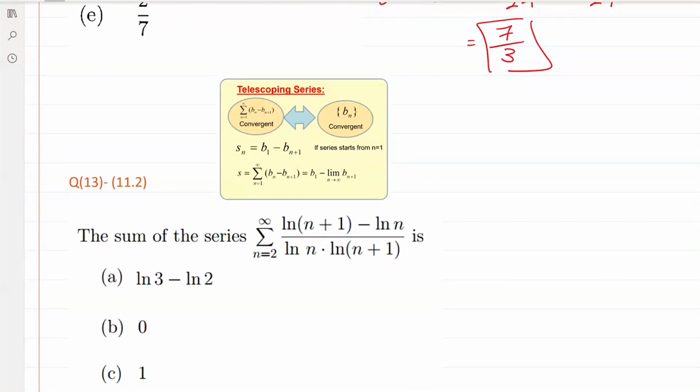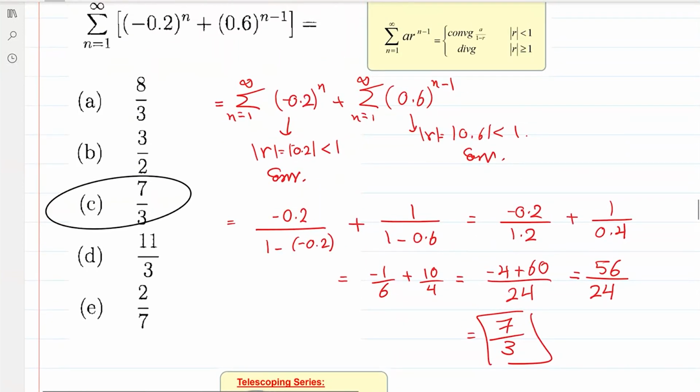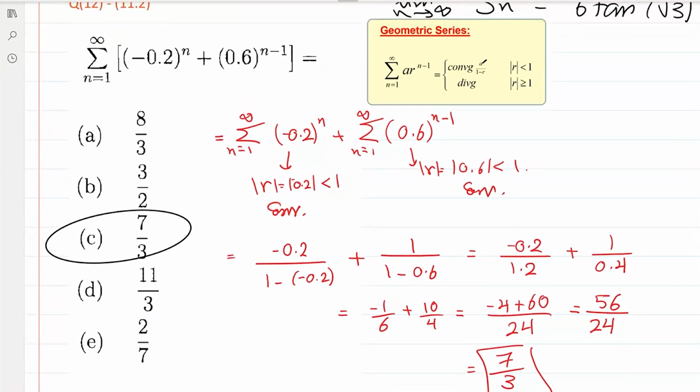Doctor, the A is the first term? A is the first term, yes. Okay. A is the first term.